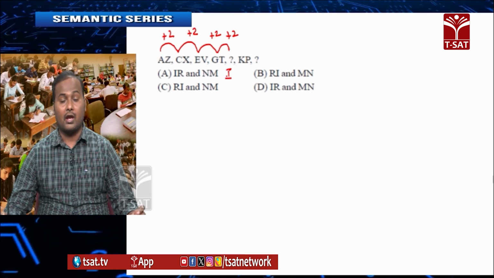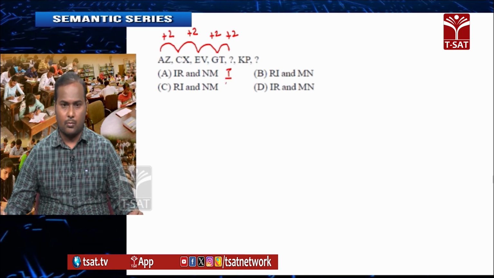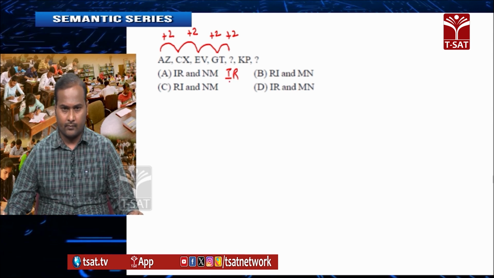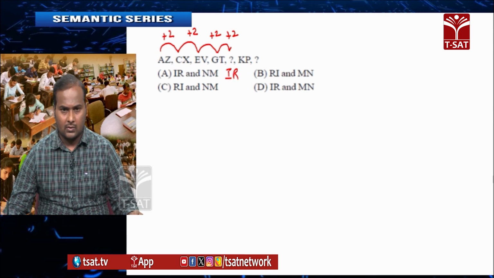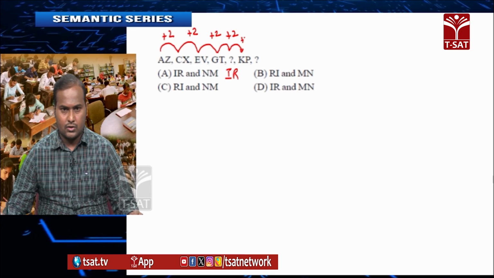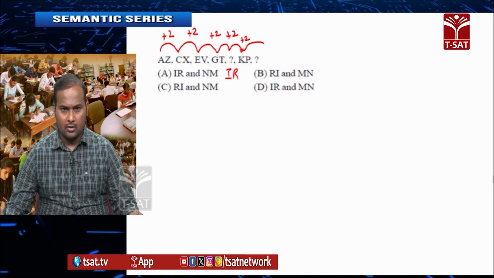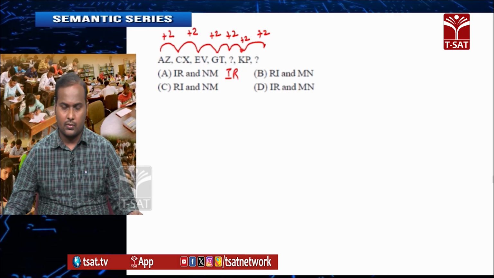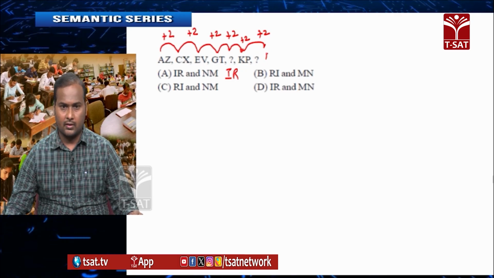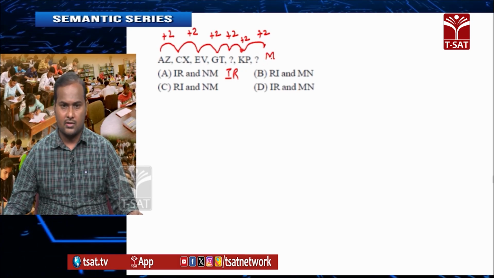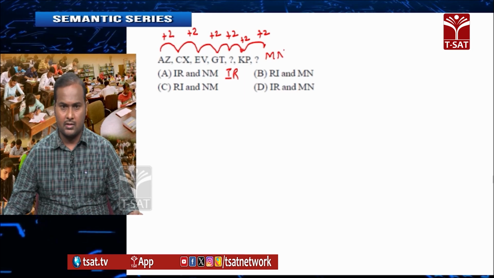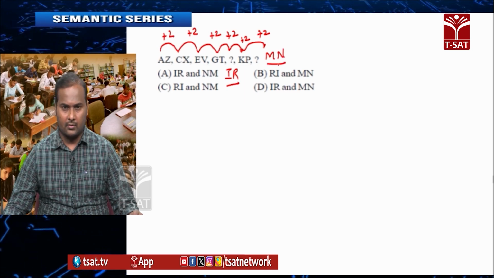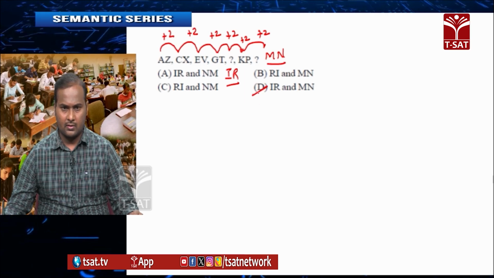So, now we have to add opposite. What is the opposite of I? The opposite of I is R. So, I R, here you will get I, 9, 9 plus 2, K. Now, K plus 2, you know K is 11, 11 plus 2 is 13. So, what is 13? M is 13. So, what is the opposite of M? Opposite of M is N. So, your answer is I R and M N. So, answer is option D.